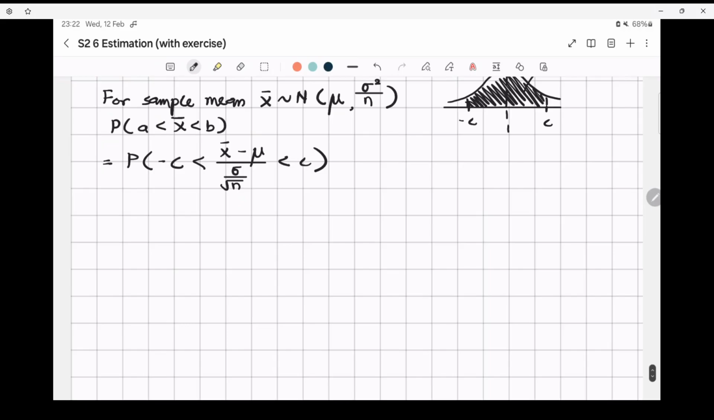So immediately we can multiply throughout the left side, the middle, and the right side with sigma divided by square root n, so that we can get rid of the denominator. So this is minus c times sigma divided by square root n. You have x bar minus mu. Then you have c multiplied with sigma divided by square root n.